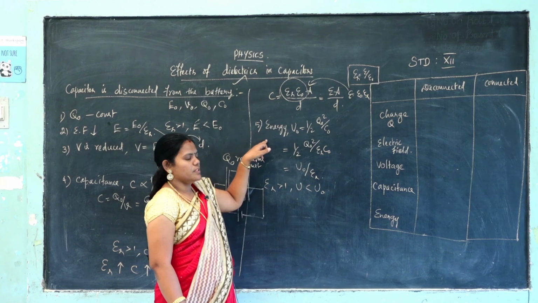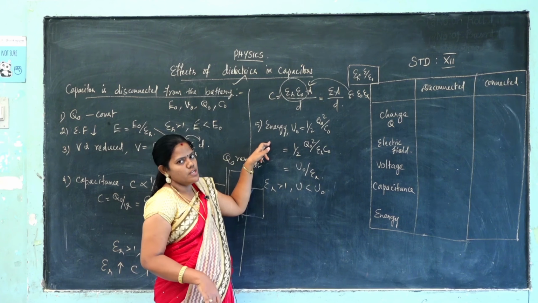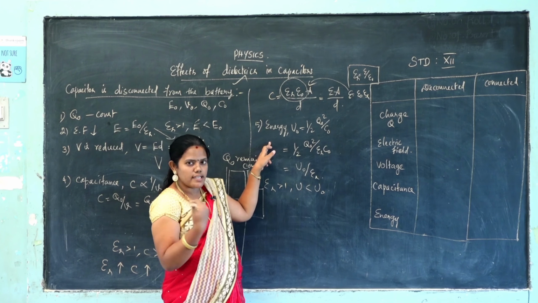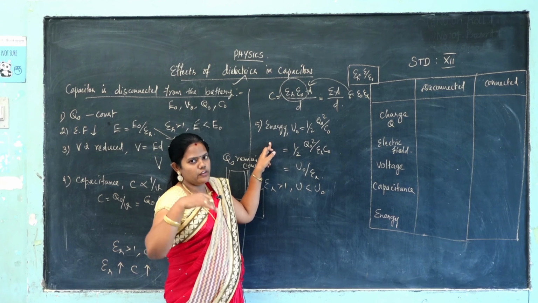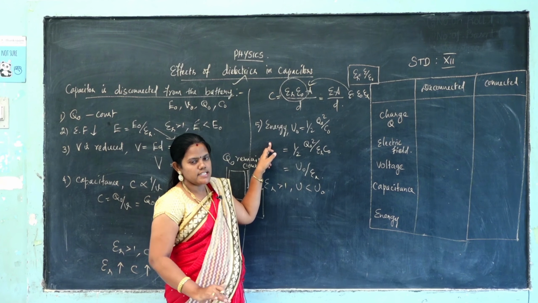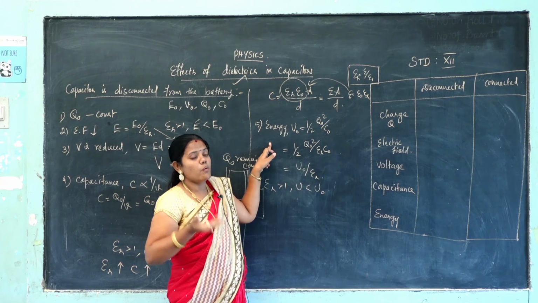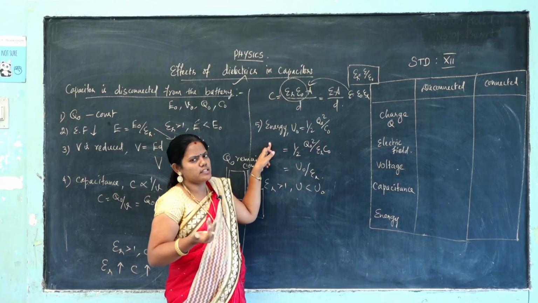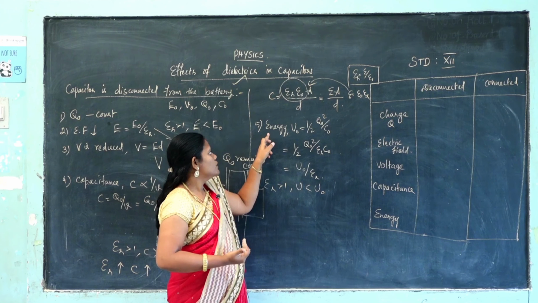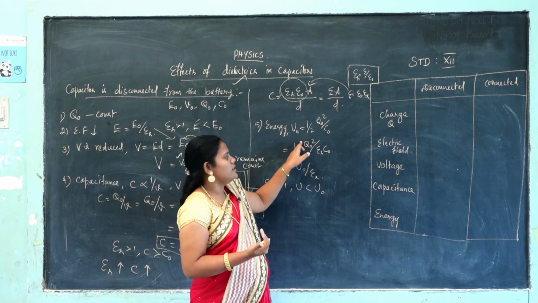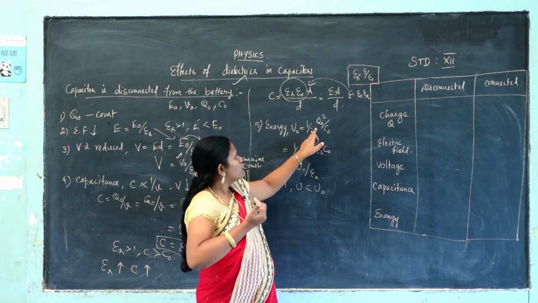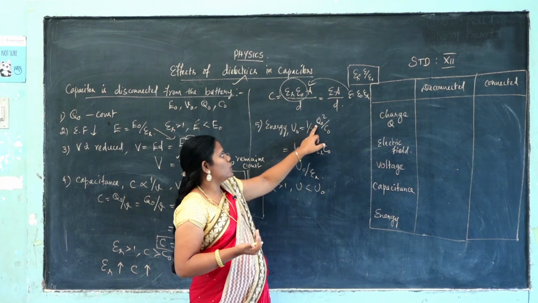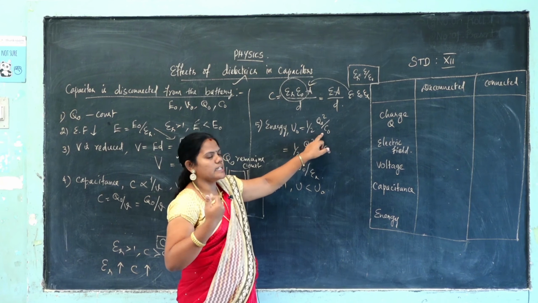And then energy. Next we will calculate the energy. So in this question, you insert the dielectric between the capacitor plates. The charge is constant, electric field decreases, voltage decreases, but capacitance increases. What about the energy? Will energy increase or decrease? We will calculate. Okay. What's the formula for energy? Energy U naught is equal to half into Q naught square by C naught. Q naught is the initial charge. C naught is the initial capacitance.